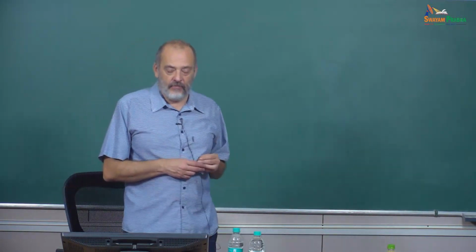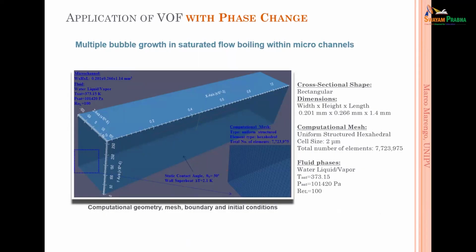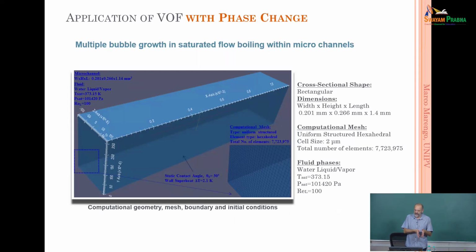And of course, if we have this kind of situation, we can study flow boiling. So we have a domain. This is a microchannel, 200 microns by 260 microns, 66 in the other direction, and it is 1.4 millimeters long. One could extend it, no problem. It's only a question of computational time, so you need to wait.